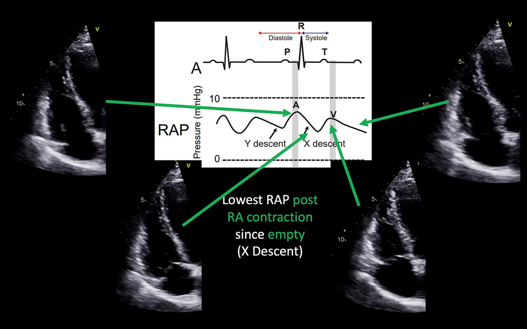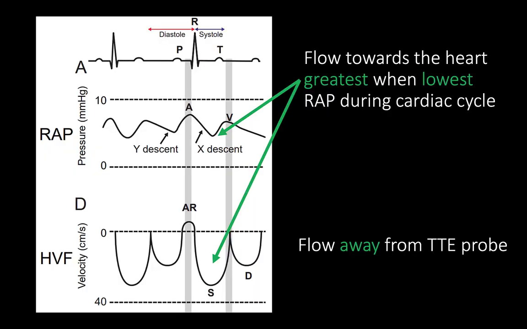Since the right atrium has been filling through the ventricular systole, it never becomes as empty during diastole as it does following atrial systole. This causes the Y descent to end at a higher pressure than the X descent. As described earlier, venous return is maximized when RA pressure is low. As such, there is interruption or reversal of flow when the RA pressure exceeds the hepatic vein pressures.